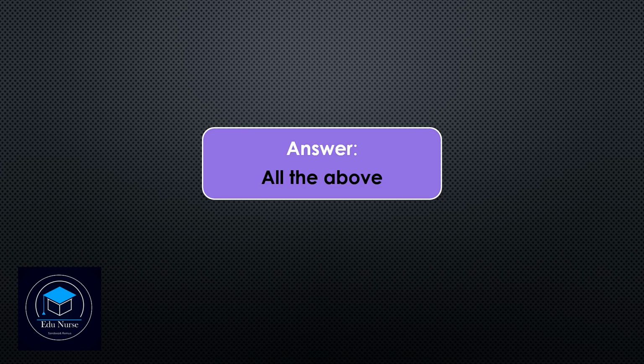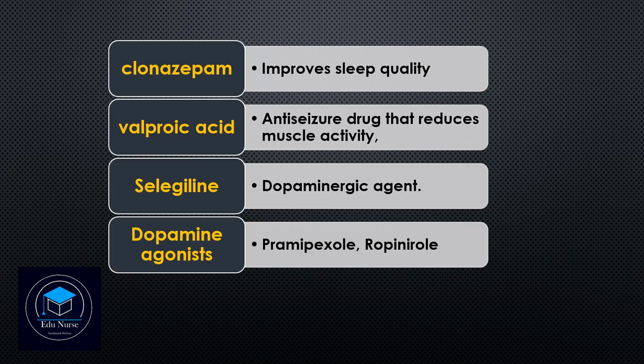Periodic limb movement disorder is a rare sleep disorder characterized by periodic repetitive movements of the legs and feet during sleep. The drugs used in the management of periodic leg movement disorder are clonazepam, which improves the sleep quality, valproic acid, an anti-seizure drug that reduces the muscle activity, selegiline, a dopaminergic agent, and dopamine agonists like pramipexole and ropinirole. Dopaminergic agonists increase the dopamine levels, which regulate muscle movement.